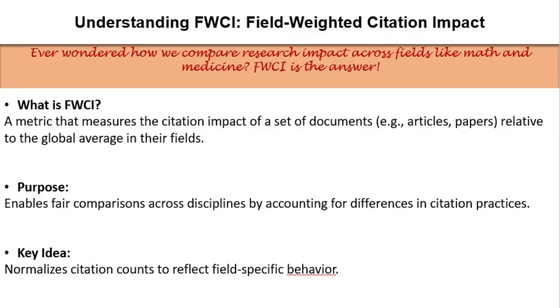Why does this matter? Well, citation practices differ widely across disciplines. A medical paper might rack up hundreds of citations, while a math paper might get far fewer, not because it's less important, but because that's just how those fields work. FWCI steps in to normalize these differences, giving us a level playing field to assess research impact.